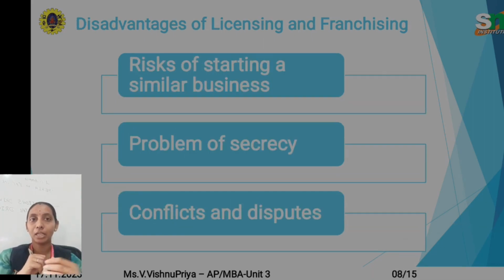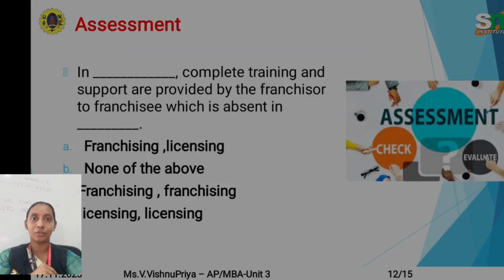The disadvantage is the risk of starting a similar business. If you start a KFC and other branches are the same, you have to find the right places. The problem of security is greater, and conflicts and distribution will be disadvantages. Conflicts mean there are small risks and small troubles. So these are the few disadvantages of license and franchise.